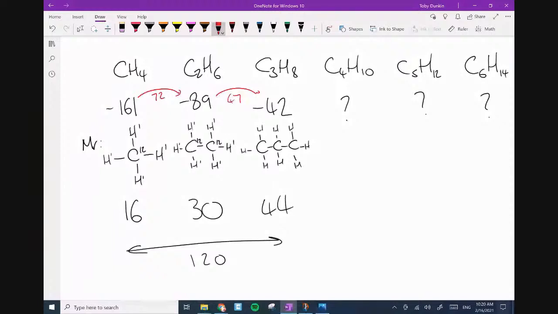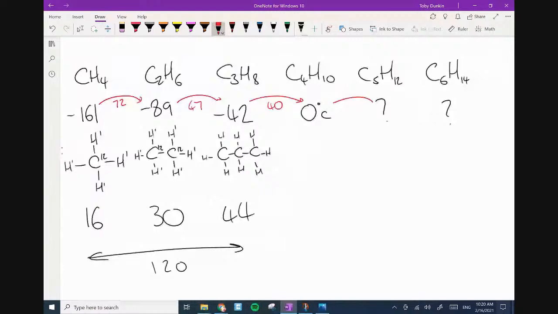Butane, I know butane's boiling point. It's 0 degrees Celsius. So that has a difference of 40 as well. So we've gone from 72 to 47 to 40. I feel like there's a trend happening here. So I'm going to now say that this one's going to have a difference of maybe 30. Now, I have no idea what these are. Pentane, I'm going to say 30 degrees Celsius. And hexane, 60. I think that's reasonable.